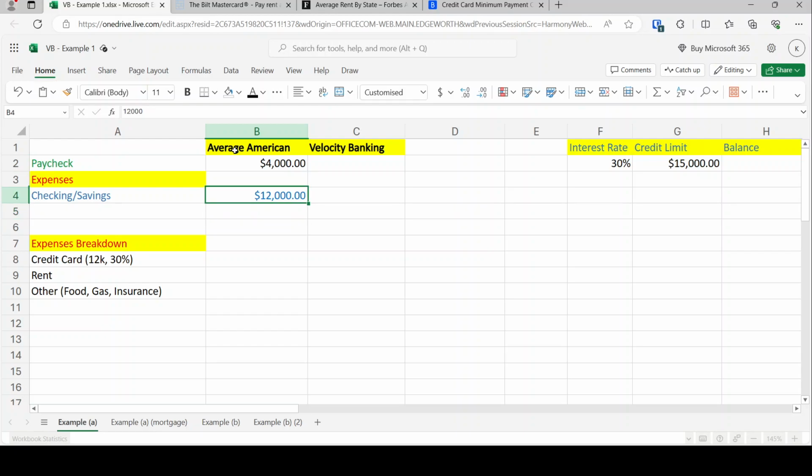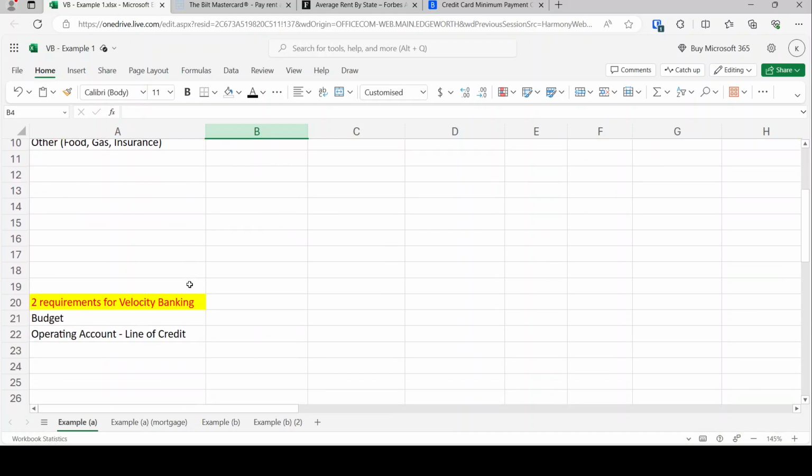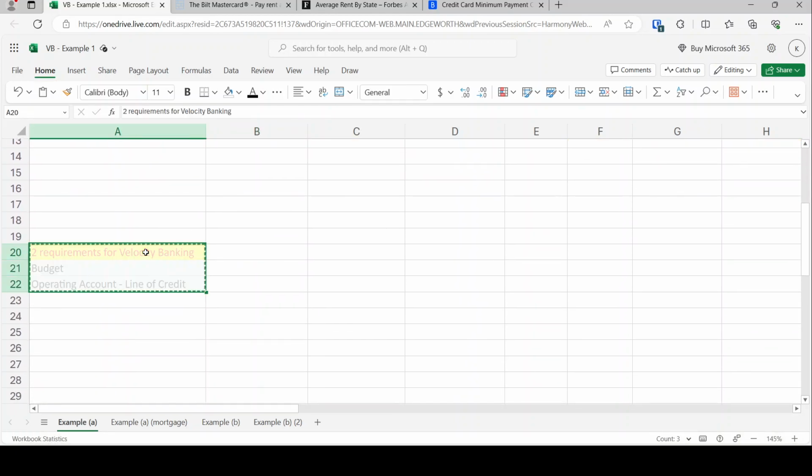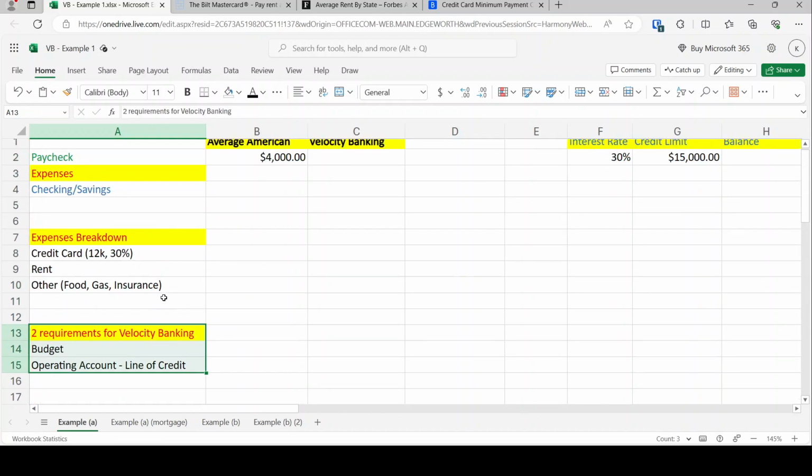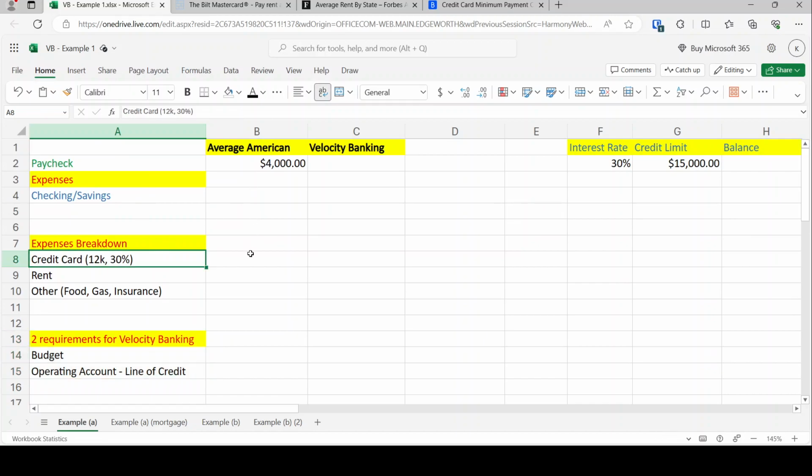And I gotta write this down. I think I wrote this down somewhere. Yeah. So let me go ahead and move this up and copy and paste it. So what are the two requirements for velocity banking? Budget. We almost have that. Let's go ahead and complete this.